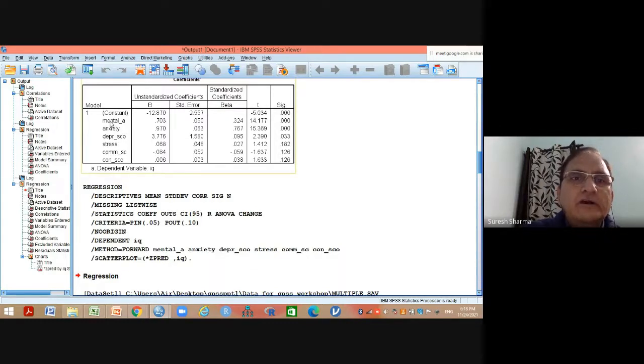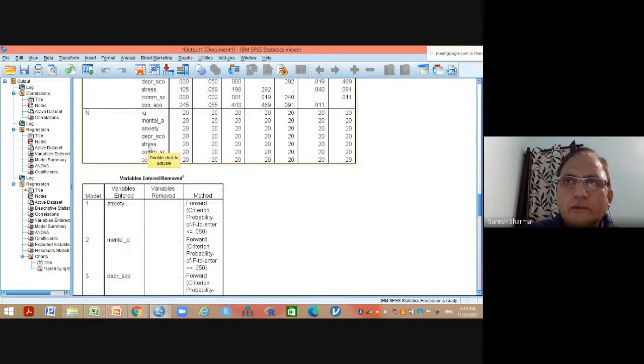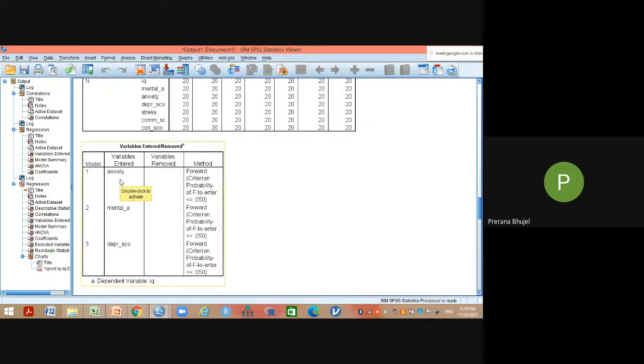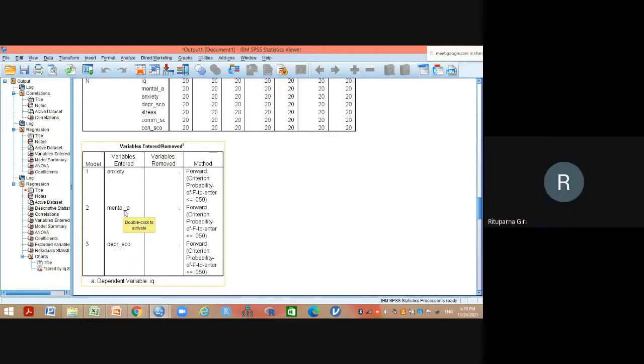So let's see. Here it was mental age, after that anxiety, then depression. These were non-significant. Let's see which one comes first now when we apply the stepwise procedure. It was mental age, anxiety, and depression. But when we have applied stepwise regression, now which one is coming at number 1? Anxiety or mental age? Anxiety. Now it says that anxiety is the most important variable to predict IQ. That is the result. Next one is which one? Mental age. Next one is depression.